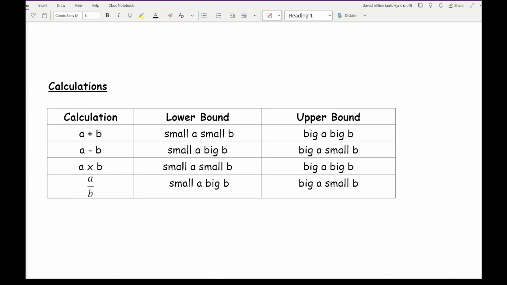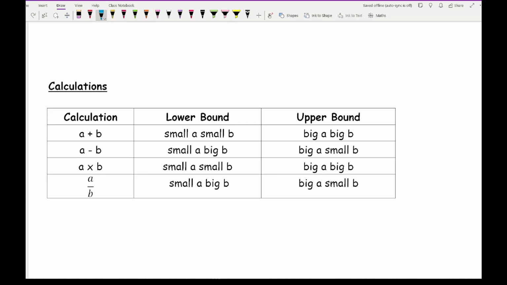Now when you are adding two numbers together, to get the lower bound you want the smallest a and the smallest b. If you want the upper bound to the calculation of a plus b, then you want the biggest a and the biggest b. However, when you are taking away, you want the smallest a and the biggest b for the lower bound, and for the upper bound you want the biggest a and the smallest b to get the highest possible value.